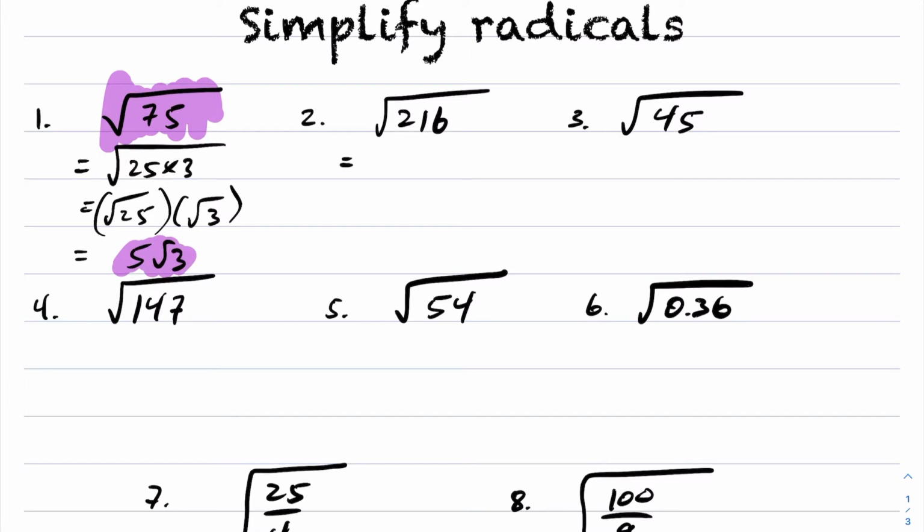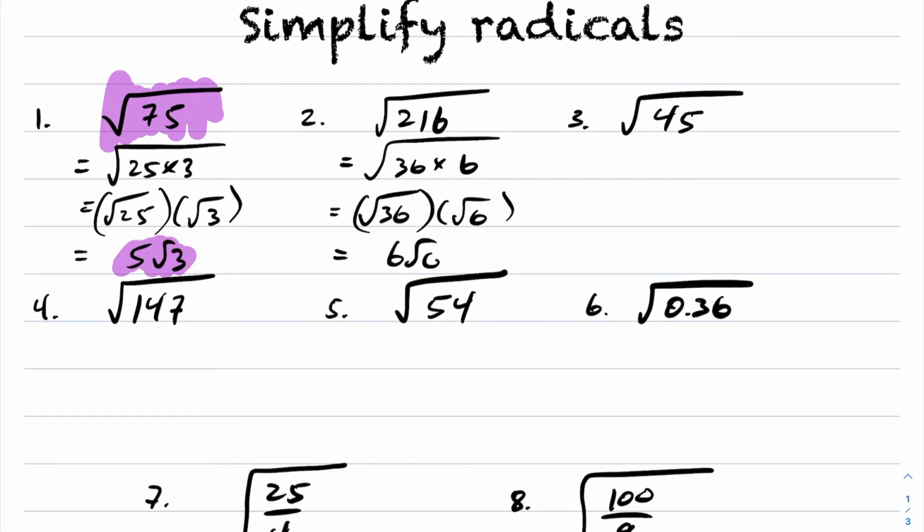Likewise, if you look at number 2, you want to find the largest perfect square that you can factor out of 216. And in this case here, that's going to be 36. So 36 times 6 is 216. Using your exponential rules, this breaks up into the root of 36 times the root of 6, which is going to be 6 root 6.